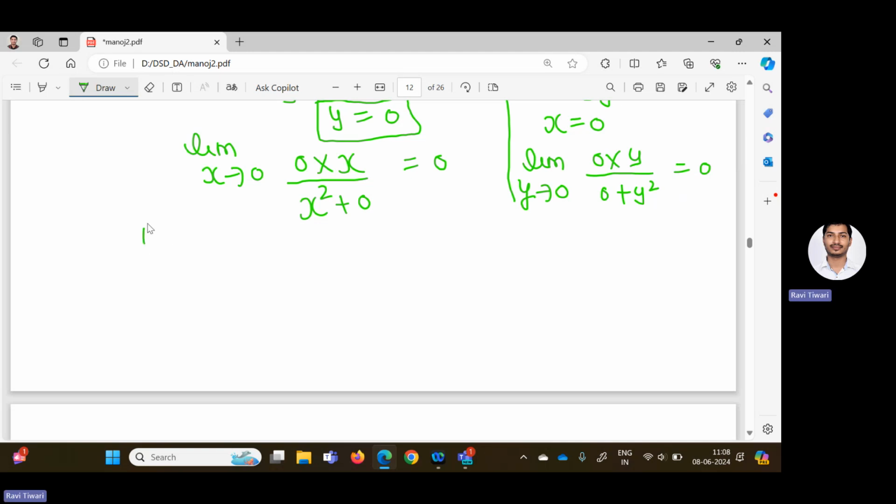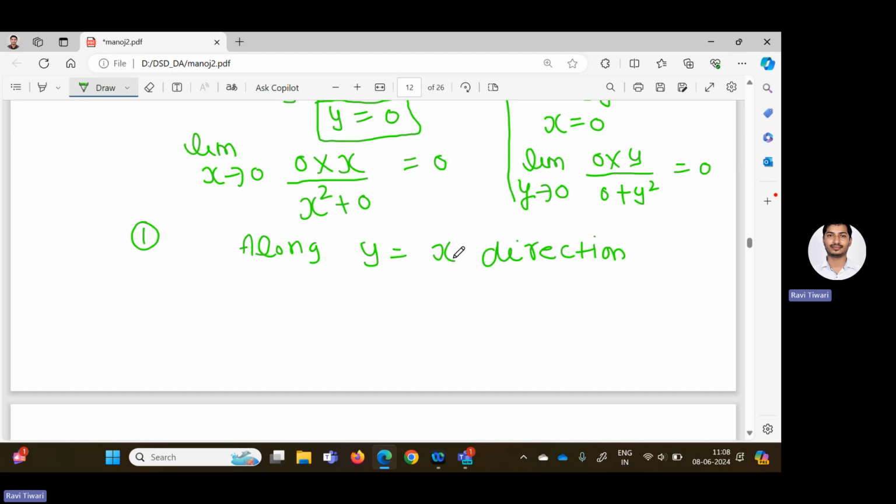Now let me take a third path, along the y equal to x direction. This path will make a difference. So why am I choosing y equal to x, and why can we not take y equal to x plus 1 or x square plus 2? This path we cannot take, because if x is tending to 0, then y must be tending to 0. Only then do we take those paths. When we take x tending to 0, then y should tend to 0. But if I take y equal to x plus 1 or y equal to x square plus 1, these paths cannot be taken. Why?